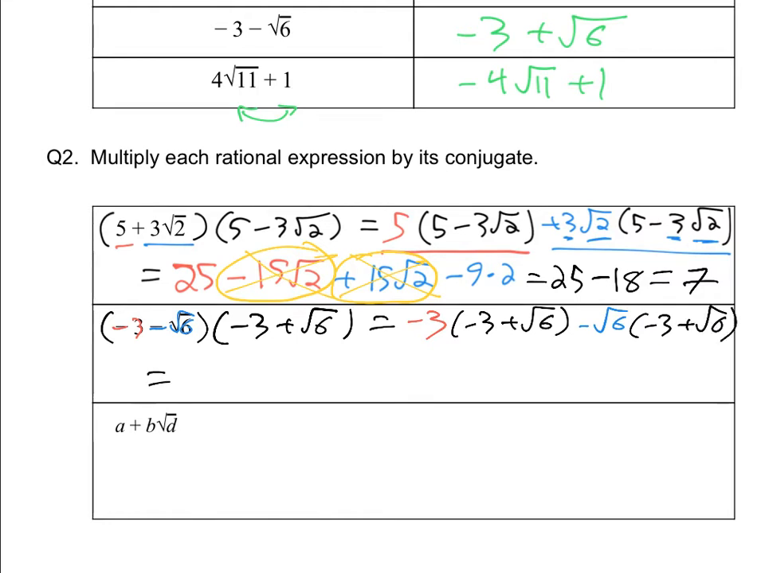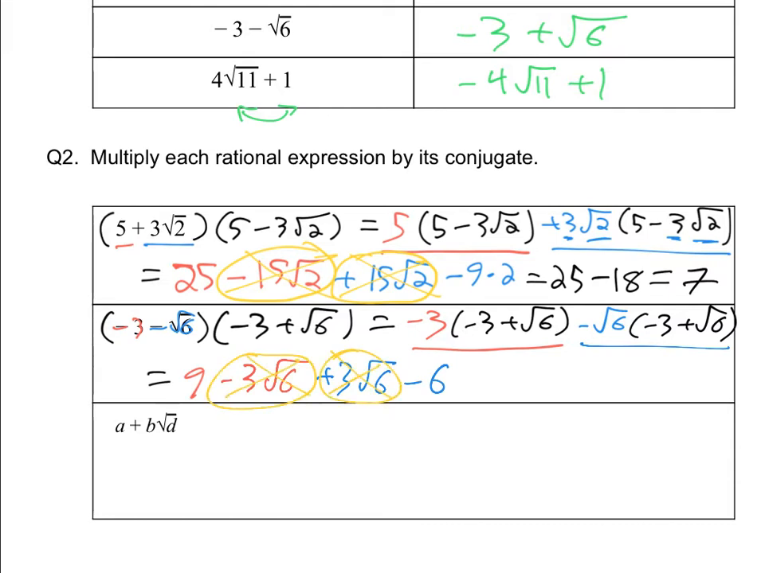Let's start simplifying this a little bit. So dealing with the first product again, negative 3 times negative 3 is 9. And then we're going to subtract 3 root 6. For the second one, negative root 6 times negative 3, this is plus 3 root 6. And then negative root 6 times a positive root 6, this is minus 6. Once again, notice that we have these two terms that are going to add to 0. So our final answer is just 9 minus 6, which is 3.